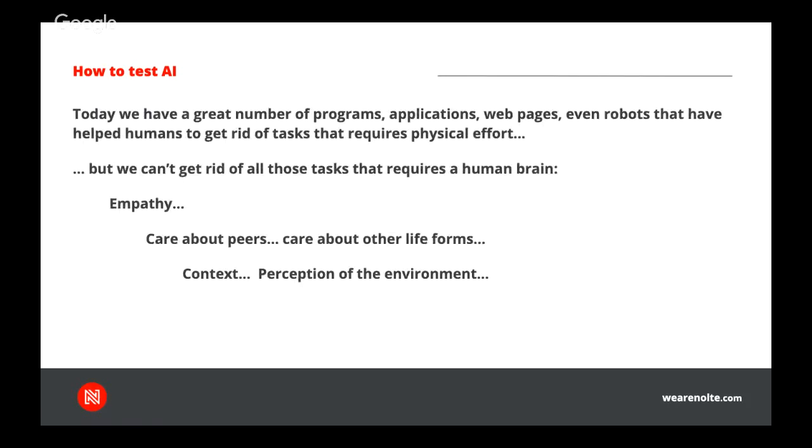So today, we have a great number of programs, applications, web pages, robots that have helped humans to get rid of tasks that require physical effort. But we can't get rid of all those tasks that require a human brain. The empathy, the care about other peers, the care about other life forms, the context that we live in, the perception of the environment, and even subtle things like spirituality or love.